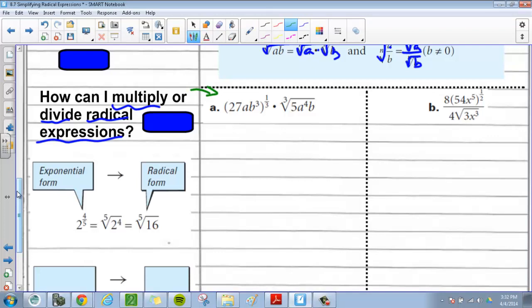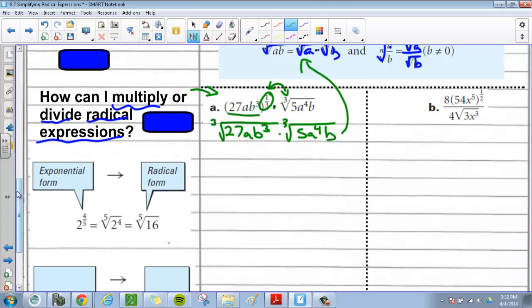Notice we have 27ab to the third, to the 1/3, times the third root of 5a to the 4th b. Well, this 1/3 power and this third root are the same things, so we can right away rewrite this as the third root of 27ab to the third times the third root of 5a to the 4th b. Okay, now that we're at this point, we can apply this property up here. Since the radicals have the same indexes, we can combine them together.